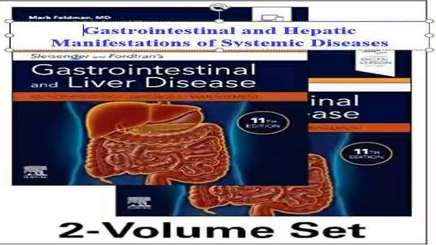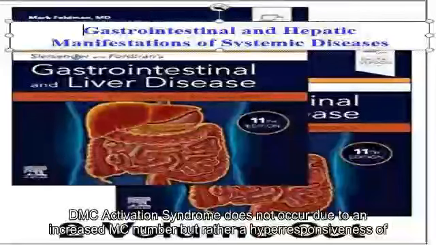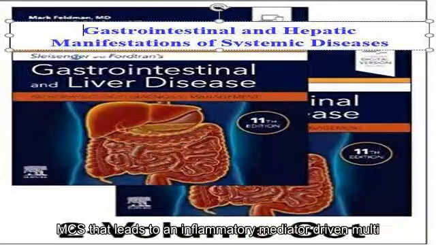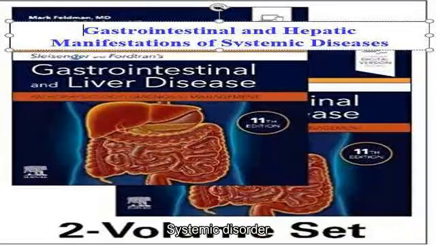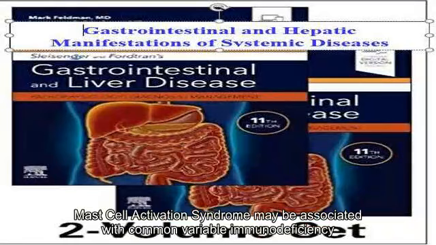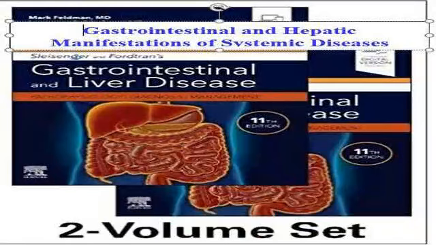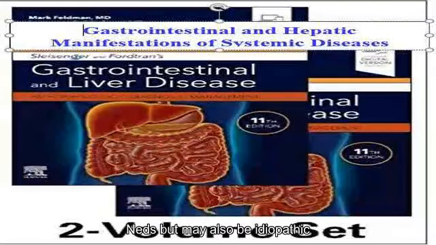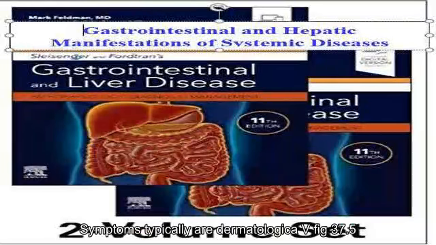Unlike systemic mastocytosis, the MC activation syndrome does not occur due to an increased MC number but rather a hyper-responsiveness of MCs that leads to an inflammatory mediator-driven multisystemic disorder. Mast cell activation syndrome may be associated with common variable immunodeficiency, postural orthostatic tachycardia syndrome, Lyme disease, and EDS, but may also be idiopathic.